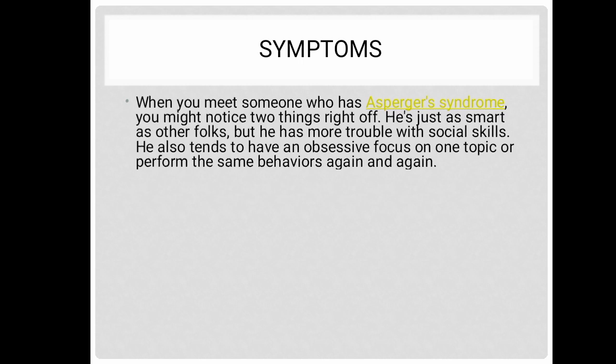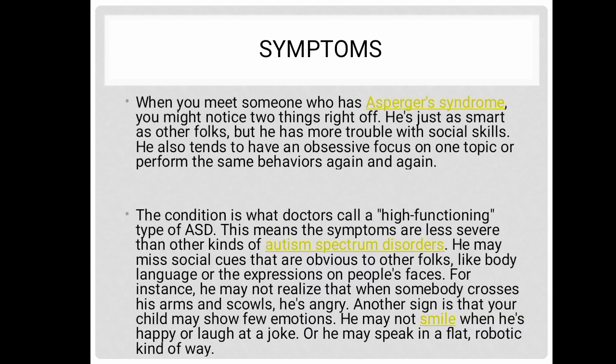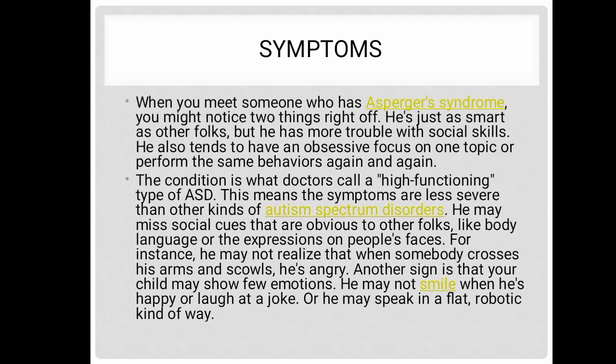When you meet someone who has Asperger's syndrome, you might notice two things right off. He's just as smart as other folks, but he has more trouble with social skills. He also tends to have an obsessive focus on one topic or perform the same behaviors again and again. The condition is what doctors call a high functioning type of ASD. This means that the symptoms are less severe than other kinds of autism spectrum disorders.